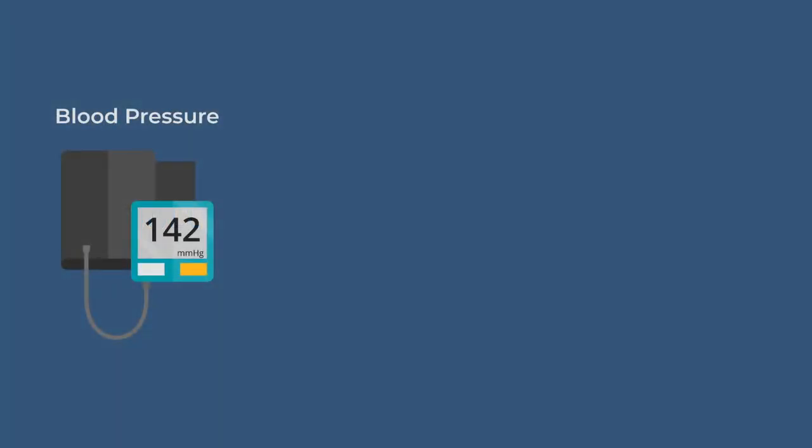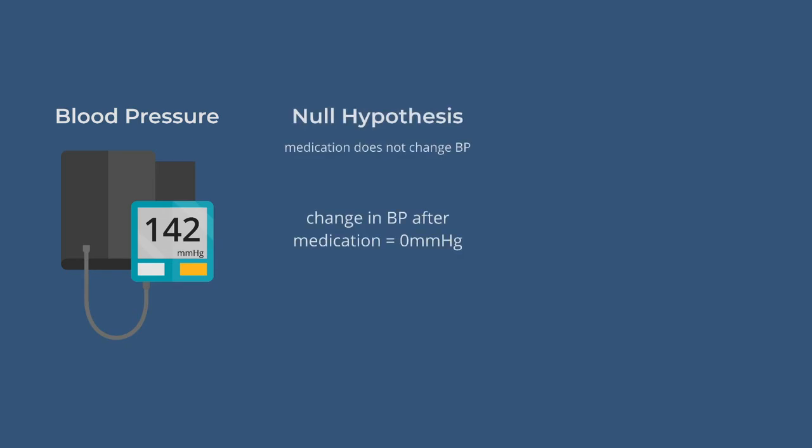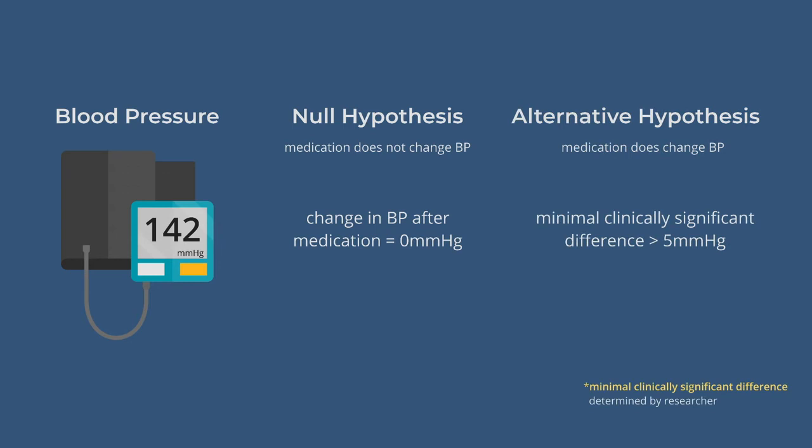For example, in a study investigating medication intended to lower blood pressure, the null hypothesis might be that the medication does not change BP. That is, the average change in BP after taking the medication is 0. The alternative hypothesis would be that it does change BP, and the minimal clinically important difference is the amount determined by the researcher that BP must be lowered by the medication for it to have a meaningful effect. A mean change or decrease of 1 millimeter of mercury might likely not be enough to say that the medication has a meaningful effect, but a mean change of 5 millimeters of mercury might be clinically meaningful.